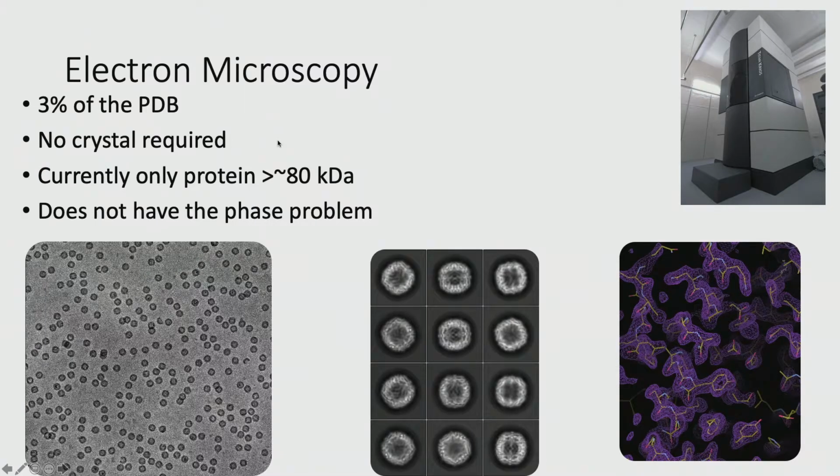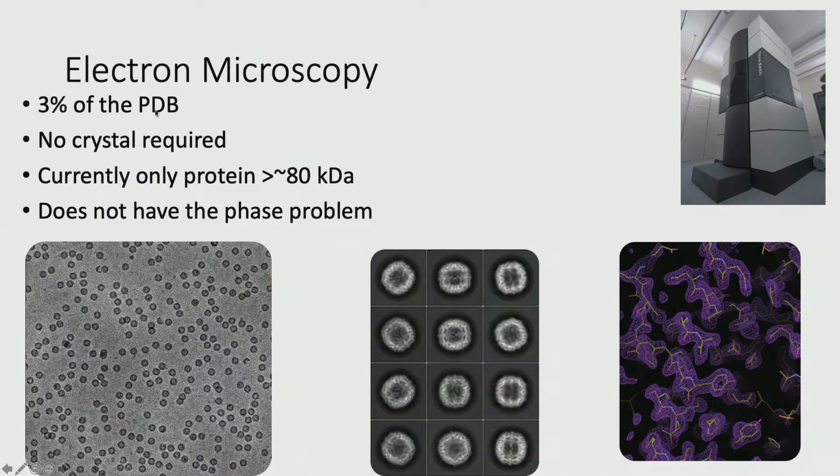The last method is electron microscopy. This represents 3% of the PDB. However, this is growing year on year as technology in electron microscopy has improved so much that we can now capture atomic resolution structures. There is a size limitation. The bigger the sample, the better. However, this limitation is getting smaller and smaller every year as technology improves.